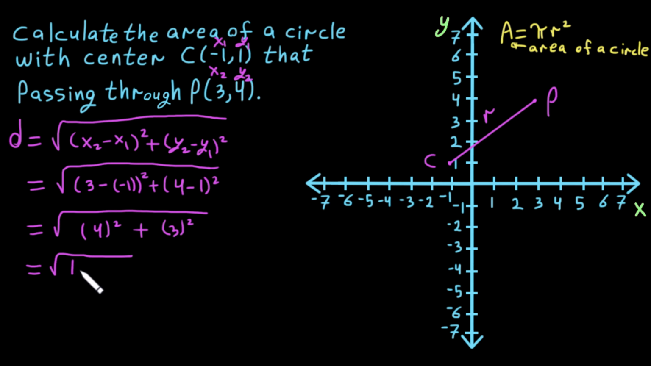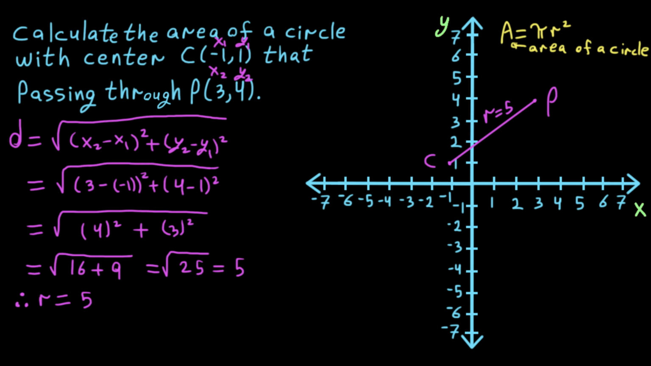Equals the square root of 4 squared, which is 16, plus 3 squared, which is 9. So the square root of 16 plus 9, which is 25. The square root of 25 is 5. So the distance between C and P is equal to 5. Therefore, r equals 5. We calculated the distance between these two points as 5 units.